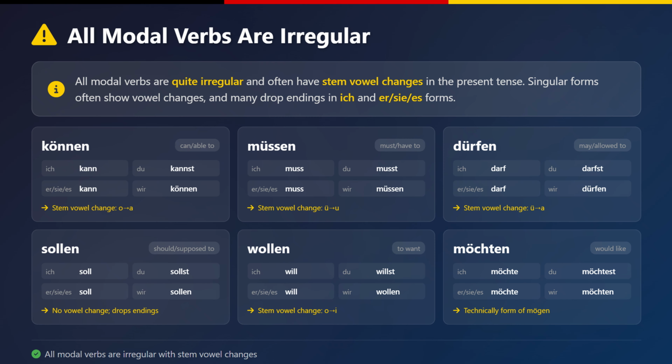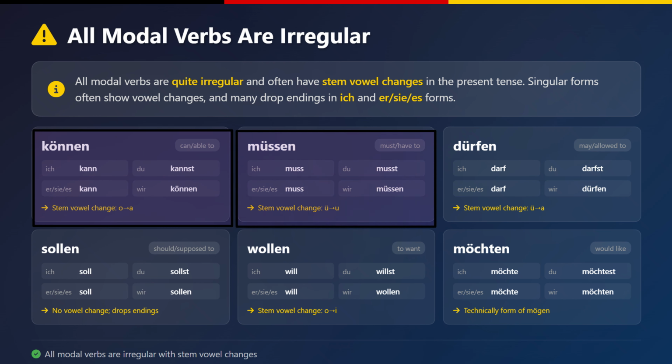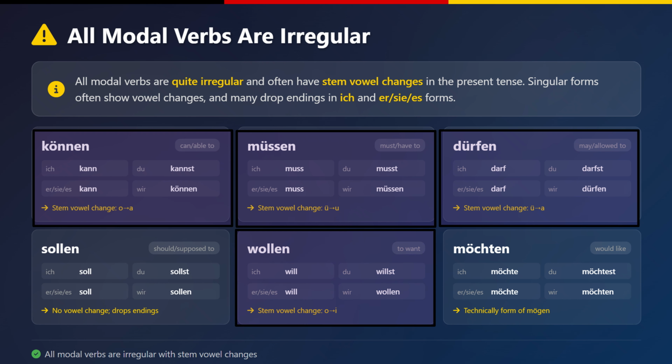All modal verbs in German are irregular. This means their conjugation does not follow the normal rules, and many of them have stem vowel changes in the present tense. For example, können changes from O to A, kann. Müssen changes U umlaut to U, muss. Dürfen changes U umlaut to A, darf. Wollen changes O to I, will. And möchten is a special polite form of mögen.